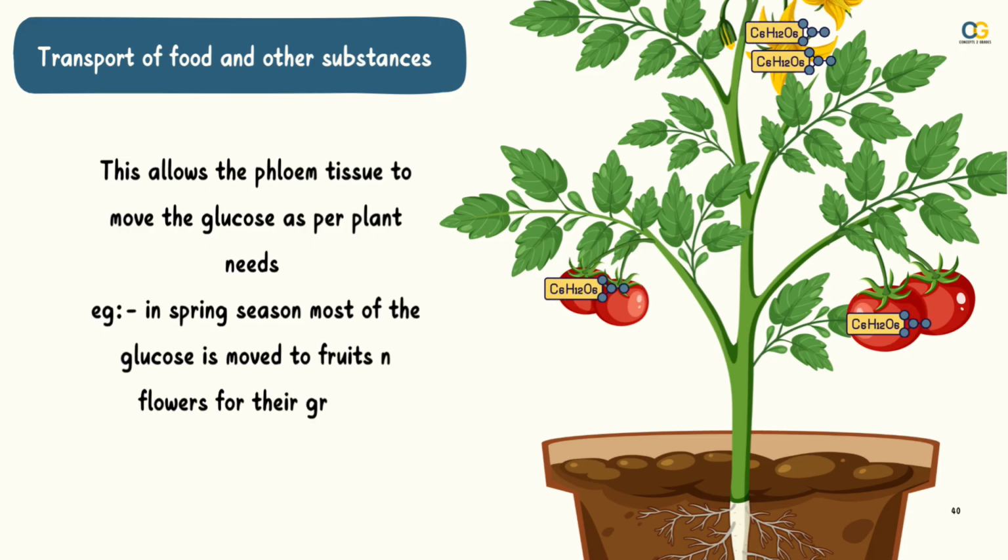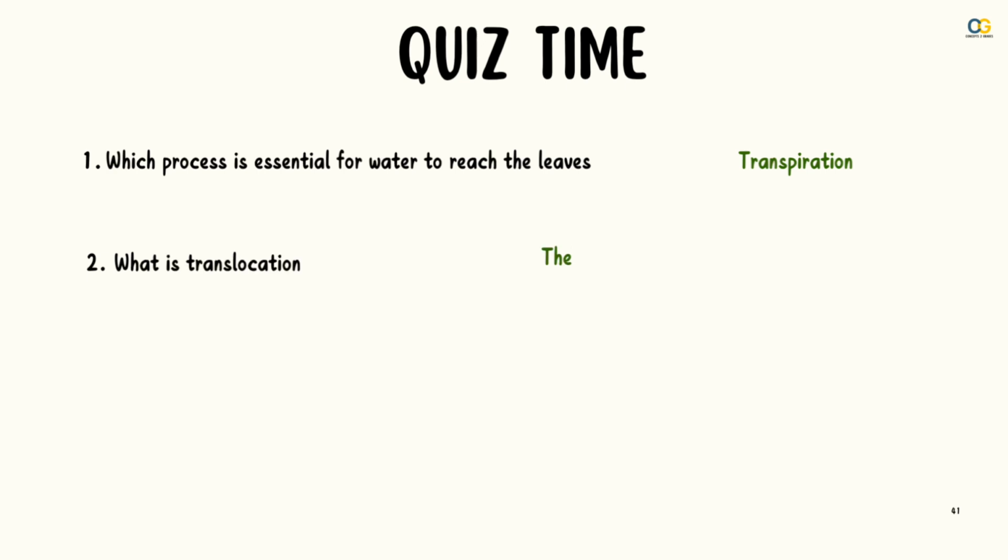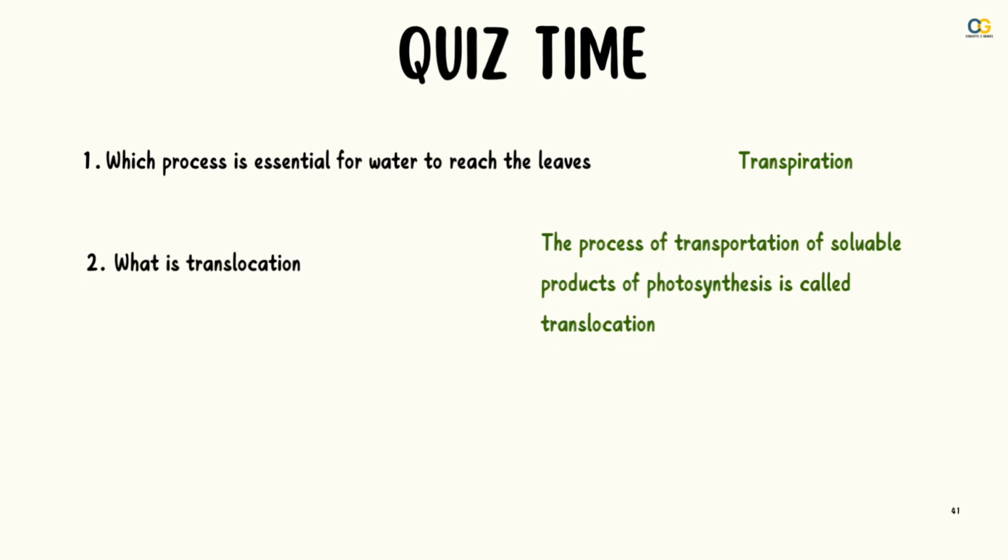Now that we have learned transportation in plants, let's answer a small quiz on this. Which process is essential for water to reach the leaf? Yes, the answer is transpiration. Second question: what is translocation? The process of transportation of soluble products of photosynthesis is called translocation. Which pressure helps in translocation? Osmotic pressure helps in translocation.